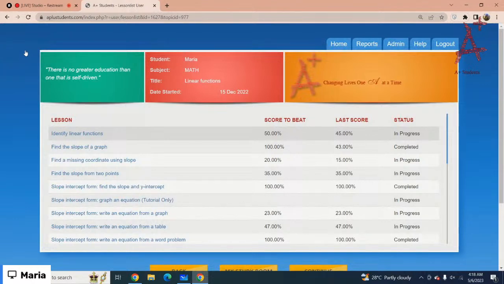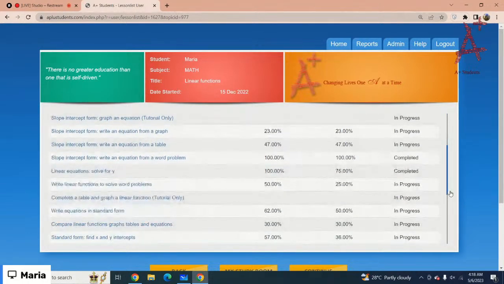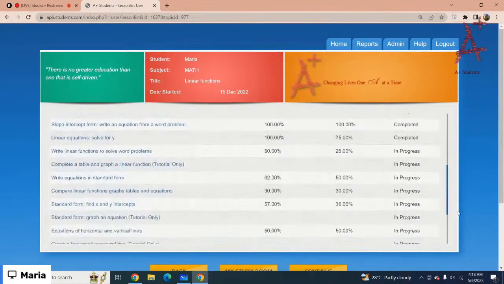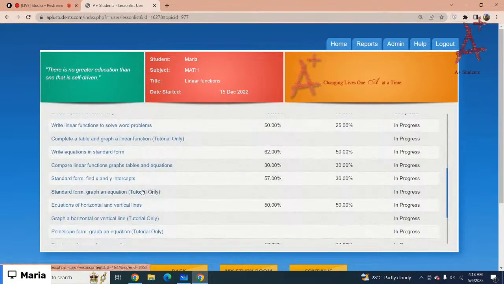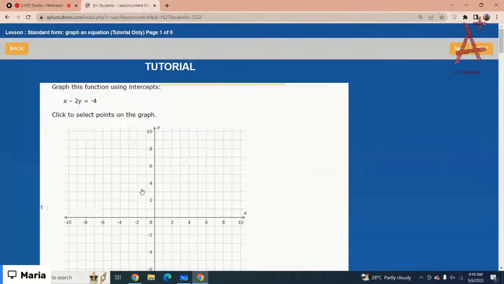Let's just start with the next lesson. That would be standard form graph and equation. So here is the lesson, standard form graph and equation. You are given the equation, graph this function using intercepts: x minus 2y equals minus 4. You have to plot the graph by using the intercepts. So just find the x-intercept and the y-intercept of the equation.